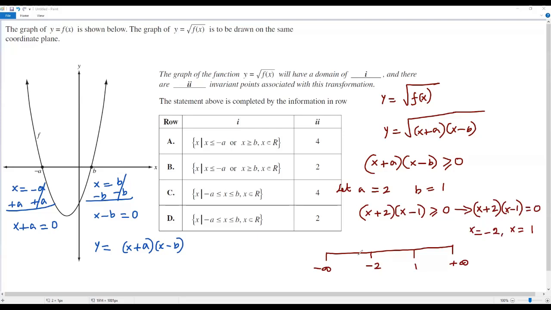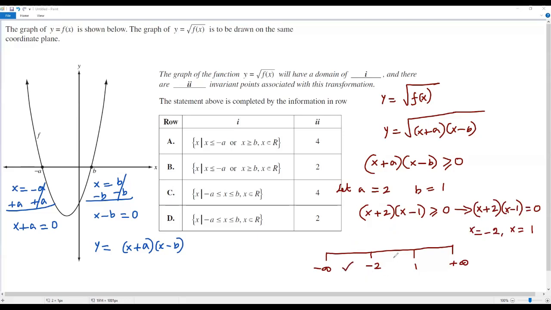For that, let's take a random value in the first interval. I'm taking negative 3. When I plug in x equal to negative 3, the first factor becomes negative 3 plus 2, which is negative 1, and the second factor becomes negative 3 minus 1, which is negative 4. So negative 1 times negative 4 is positive 4. Positive 4 greater than 0 is true, so this interval works.